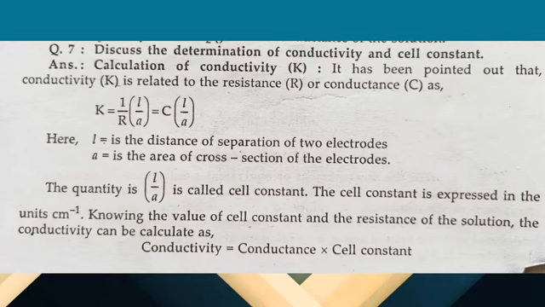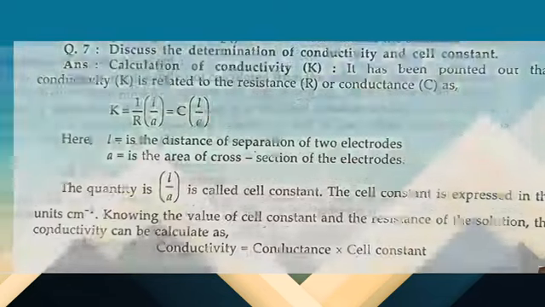Now the next thing is that the quantity L by A, length upon cross sectional area, is called the cell constant. The cell constant is expressed in the unit centimeter inverse. Knowing the cell constant and the resistance of the solution, the conductivity can be easily calculated, as conductivity equals conductance into cell constant. So that is your answer for the calculation of the conductivity.